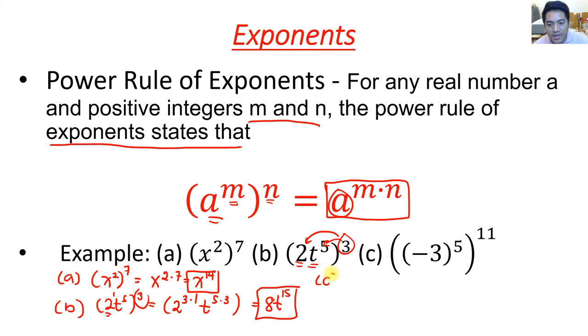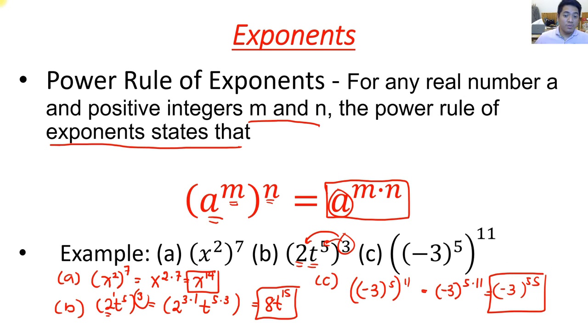So for letter C, we have negative 3 raised to 5, raised to 11. So obviously that would be negative 3 raised to 5 times 11. So that would be negative 3 raised to 55. Okay? So just multiply. That's the power rule for exponents.